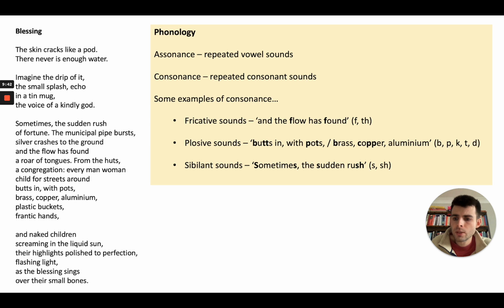So you've got the idea of the roar of tongues. There's lots of onomatopoeia in there: burst, splash, drip. Maybe it creates almost a worship around the emergence of this water. Maybe it reflects the flow of the water. There's a sort of song, but also maybe the worship of the congregation, every man, woman, and child, the streets around. So that might be the angle I'd take on it with Blessing, but it depends on the poem.